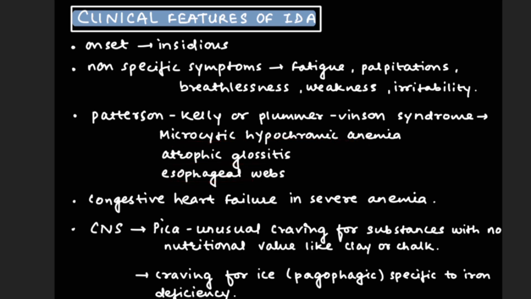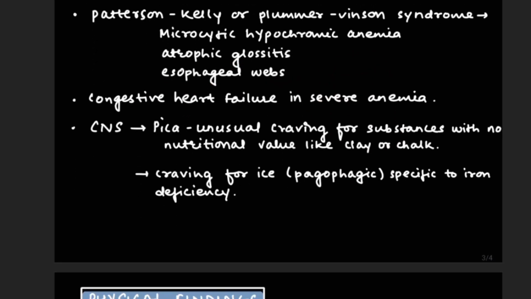Now what do you mean by atrophic glossitis? It is also known as smooth tongue, and it is an inflammatory condition characterized by partial or complete loss of papillae. And next is esophageal webs. If this is the esophagus, there will be membrane-like folds of tissue around the esophagus, which are known as esophageal webs. The next is congestive heart failure in severe anemia.